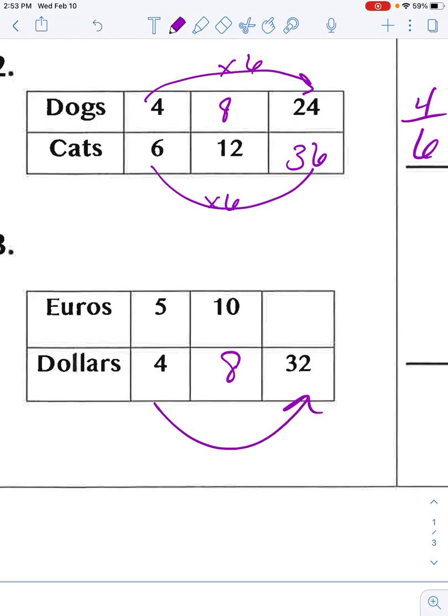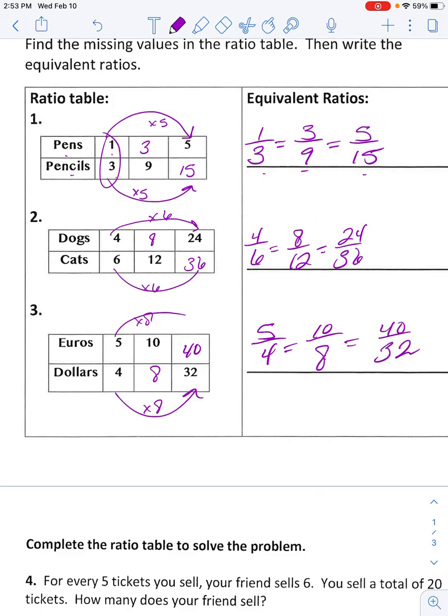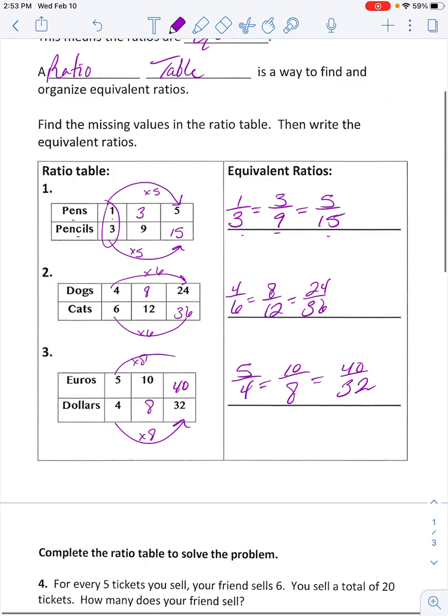Always go back to your original ratio. How do I get from 4 to 32? 4 times 8 is 32. So multiply the top by 8. 5 times 8 is 40. And then we can write all those ratios. 5 to 4, 10/8, 40/32. And remember from last section, we do not turn those into mixed numbers like we're used to. Leave them in proper.